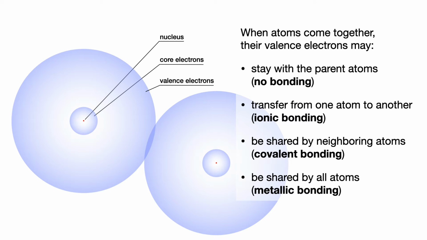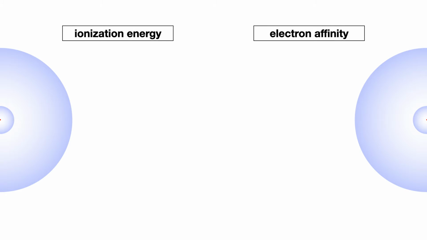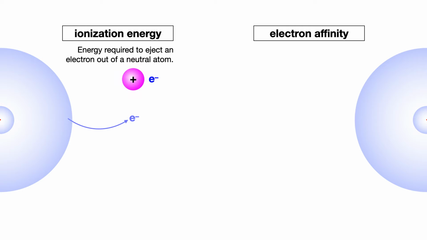And so to develop our understanding of what these valence electrons are doing, it helps to consider two properties of the atom involving valence electrons, and these are the ionization energy and the electron affinity. Ionization energy we've encountered before. This is the energy required to eject an electron out of a neutral atom. So the idea is if you dump a bunch of energy into an atom, you can cause it to eject an electron and leave behind a positively charged ion.